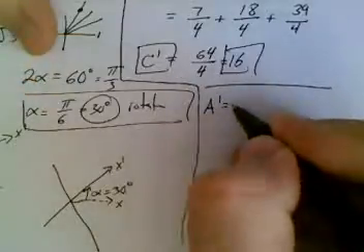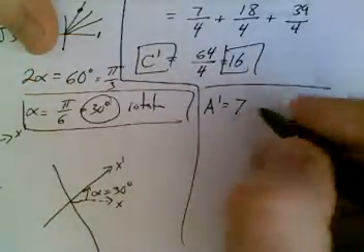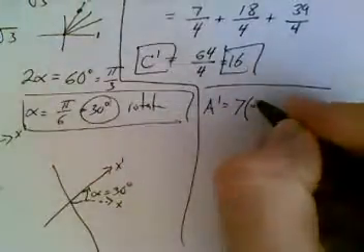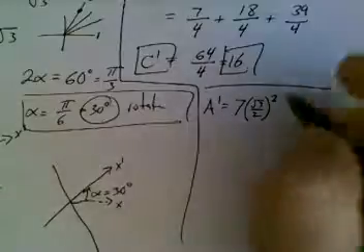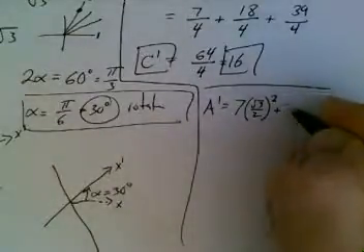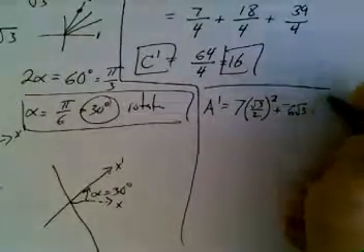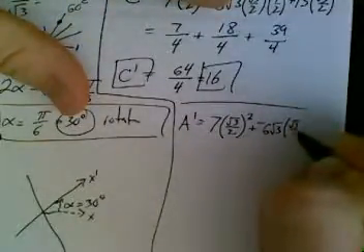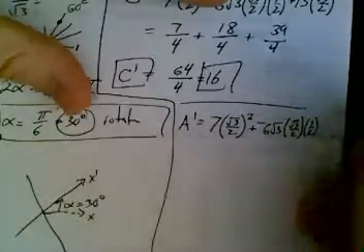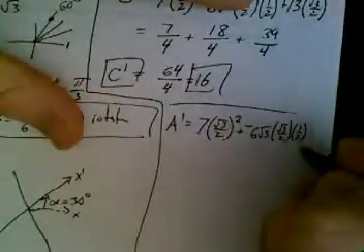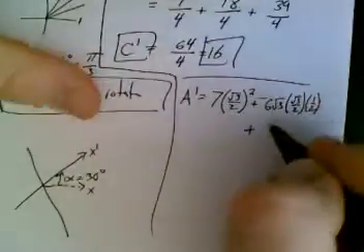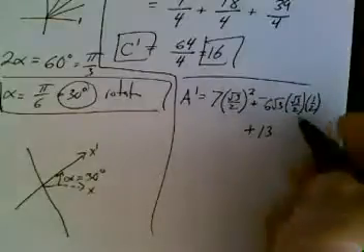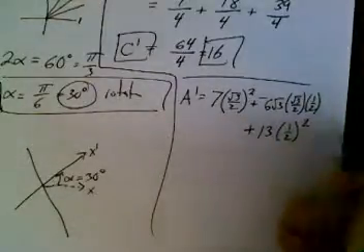A prime is equal to an A, 7, times the cosine squared of alpha. Cosine of alpha is going to be radical 3 over 2, and I'm going to square that. Plus my B value, a negative 6 radical 3, times the cosine of alpha, sine of alpha. Those are actually going to be the same as these values up here: radical 3 over 2, 1/2. And then plus a C value, which is 13, times the sine squared, which is going to be the 1/2 squared.